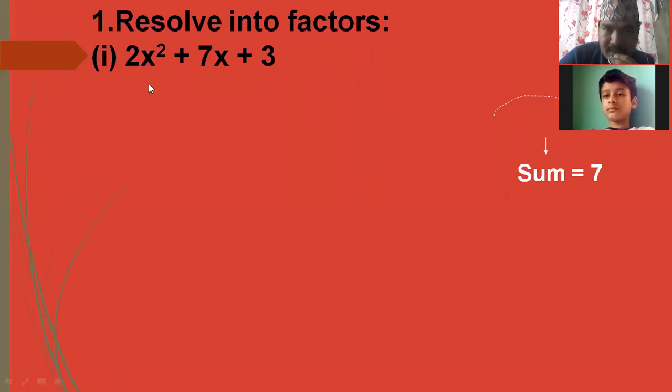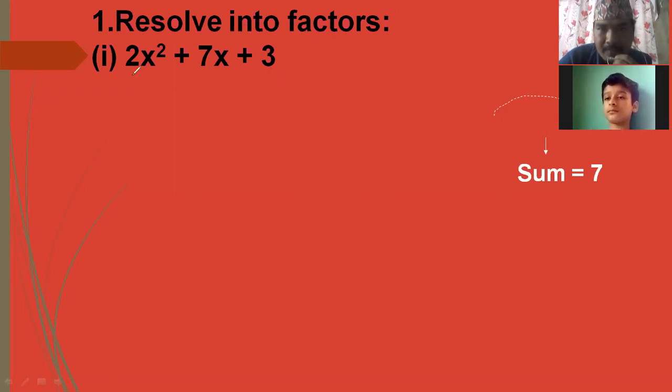Look here. This is the same. In place of a, what is here? 2x square, 2 only. In place of a, there is 2. In place of b, what is there? 7. And in place of c, what is there? 3. Good.